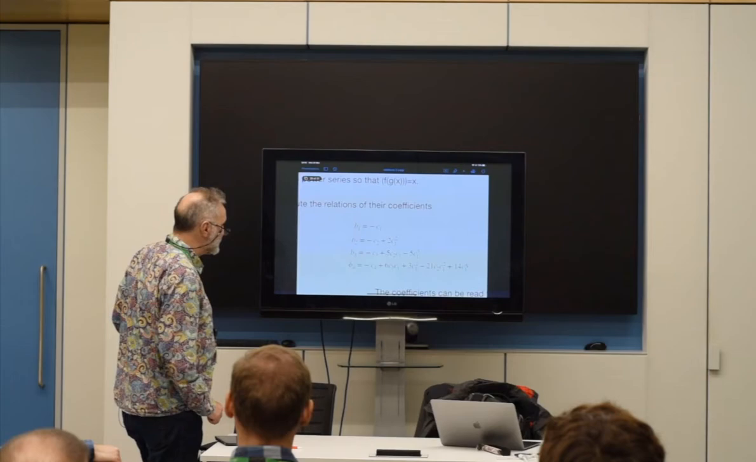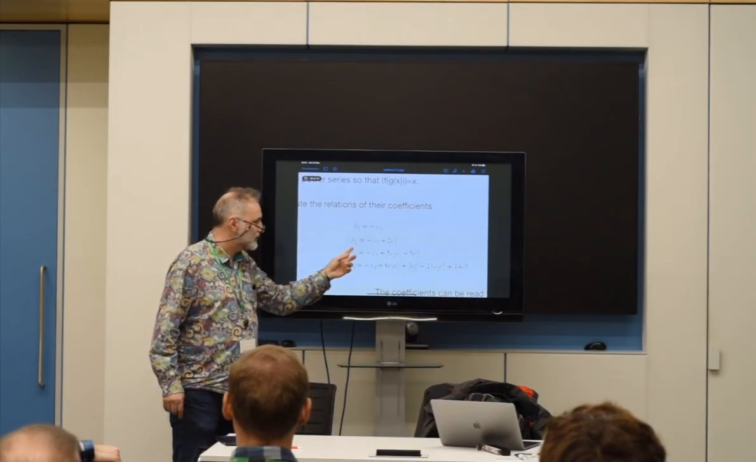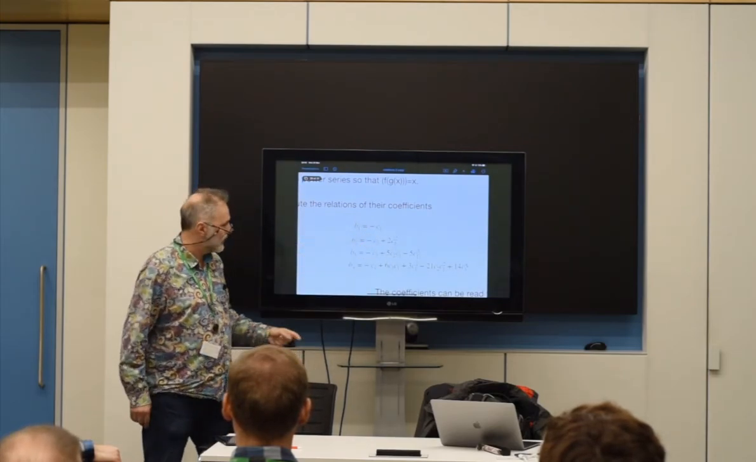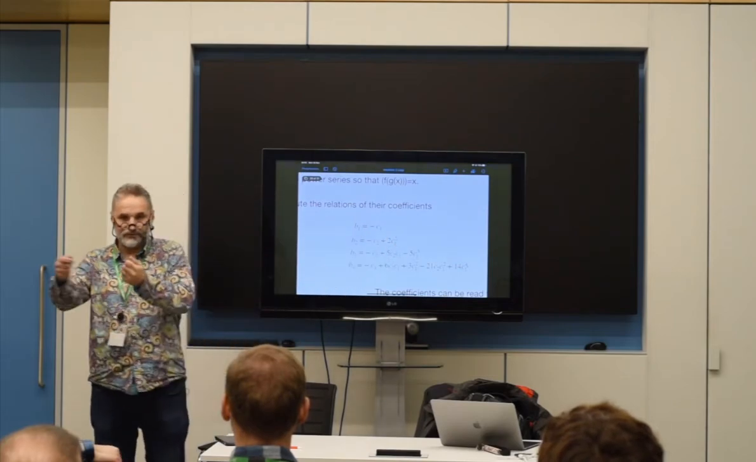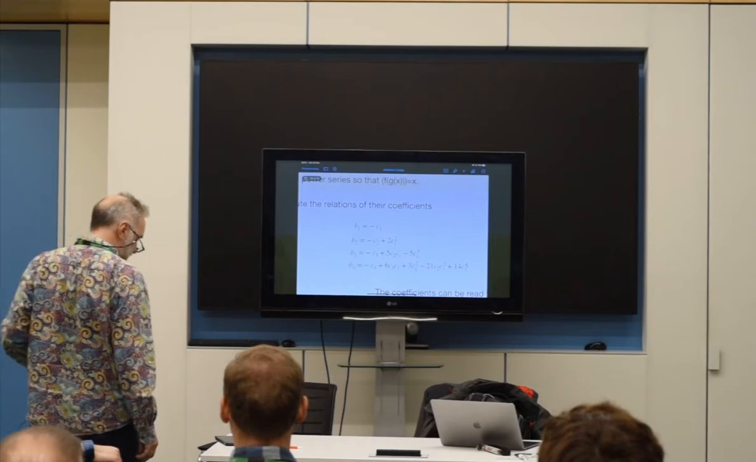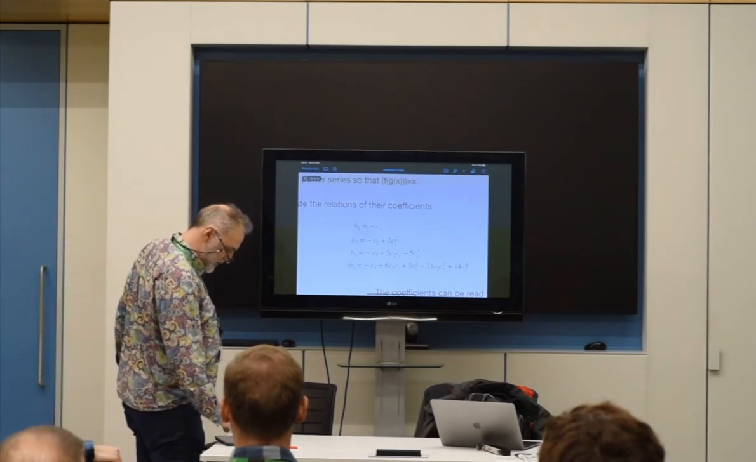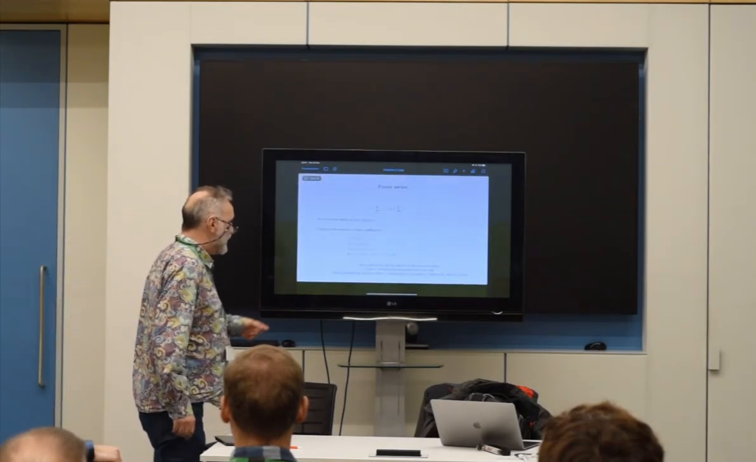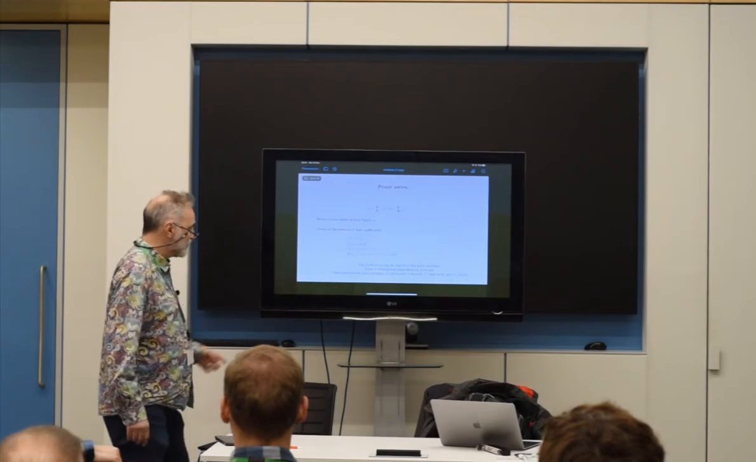So these are relations on the coefficients. B1 is minus C1, B2 is minus C2 plus 2C1 squared, and so on. These are things you can sit down and compute and you get them. Surprisingly enough, these coefficients can be read out of the associahedron.